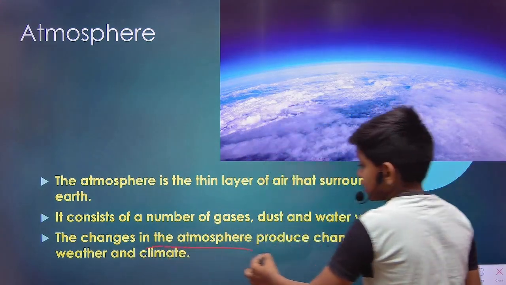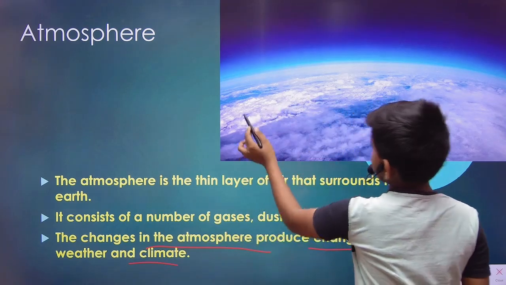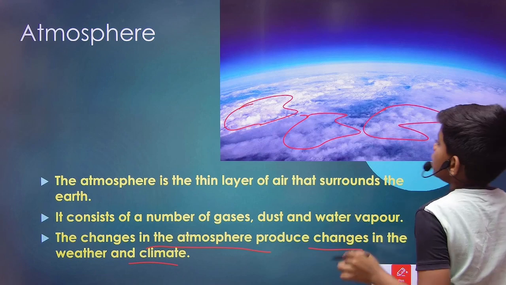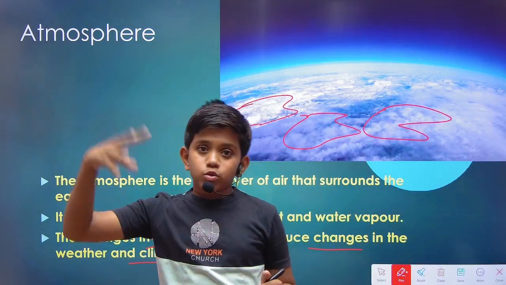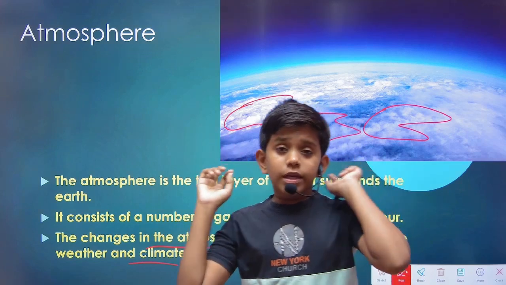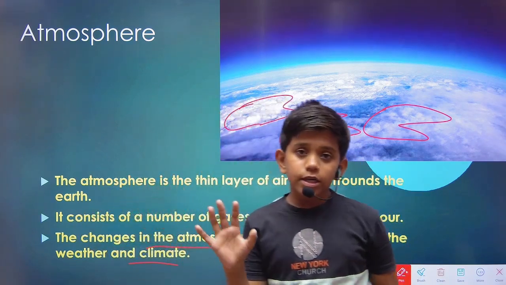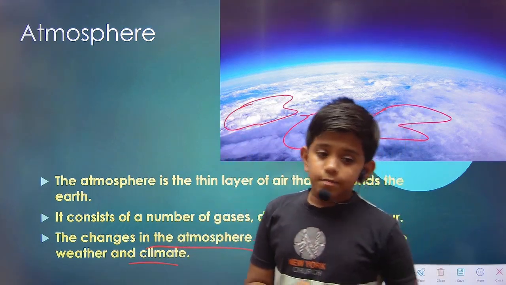The changes in the atmosphere produce changes in the weather and climate. If there is very cloudy weather, these are the clouds, it makes the rainfall. If there are no clouds, it makes it sunny. So it also has the ozone layer, which means it protects the earth from UV rays.